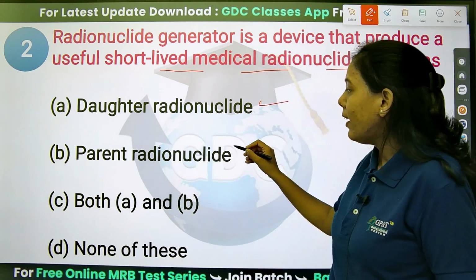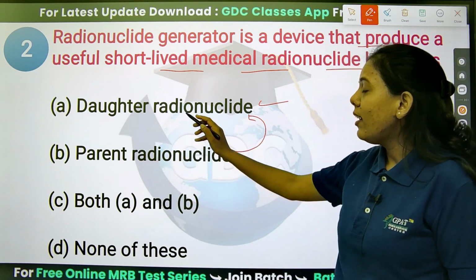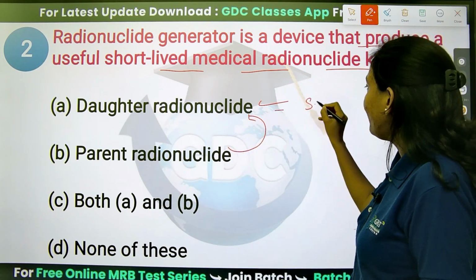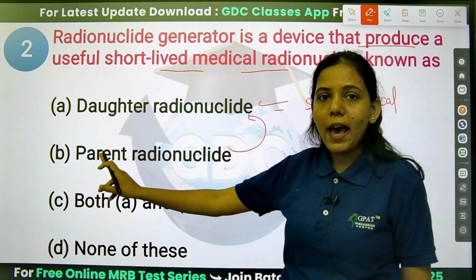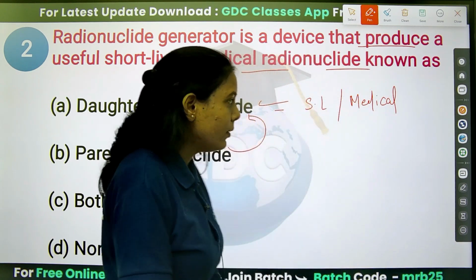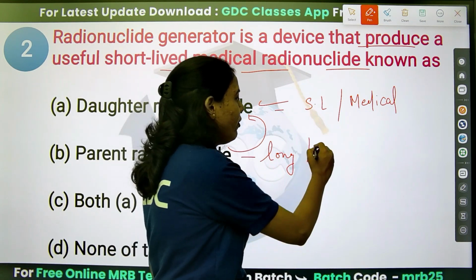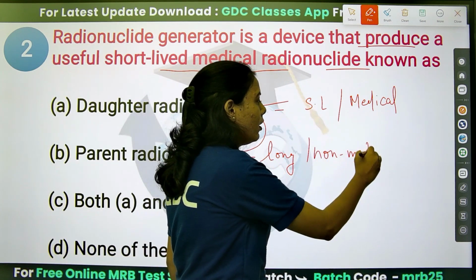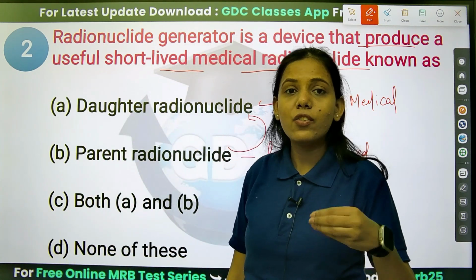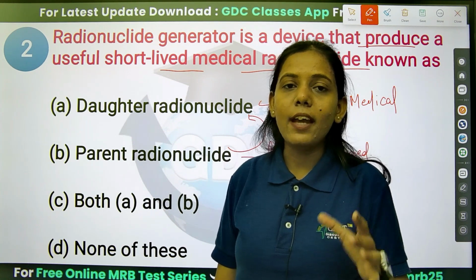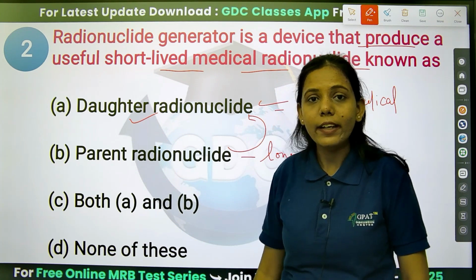So the daughter radionuclide is generated from the parent radionuclide. Generally, the daughter radionuclide is short-lived and it is a medical radionuclide, whereas the parent radionuclide will be long-lived and it will be non-medical. Okay, it will be non-medical. So from where it is generated, that is known as the parent radionuclide, and what is generated, which is short-lived, is the daughter radionuclide. Okay, so option A, daughter radionuclide, is the right answer.